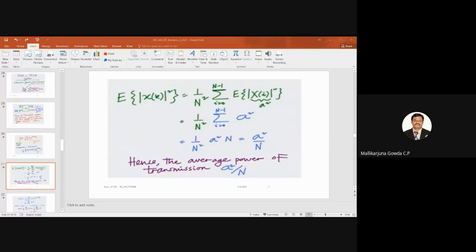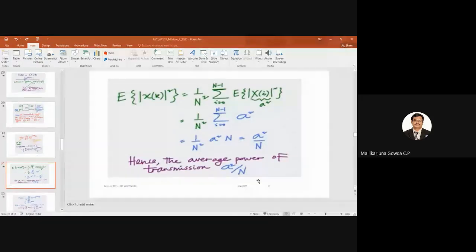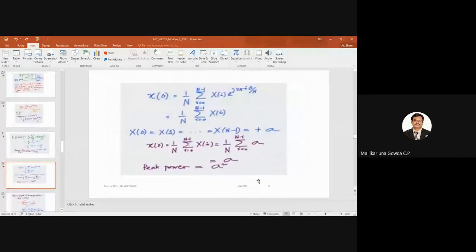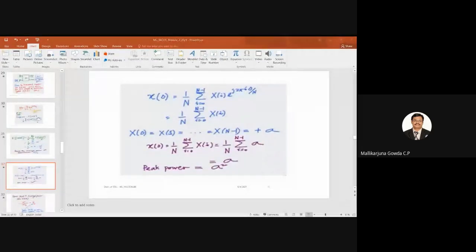So the average power of one particular information symbol in case of OFDM will be equal to A square by N. Please try to understand this, it is an important thing. Similarly, the peak power. How do I calculate the peak power? This is what the peak power is.